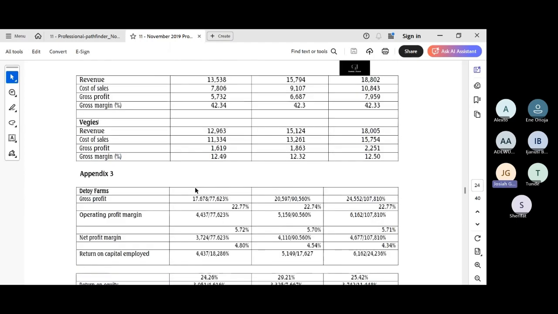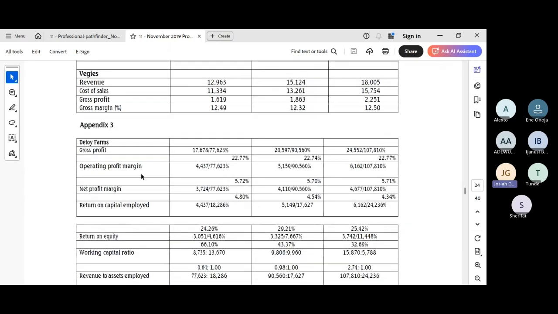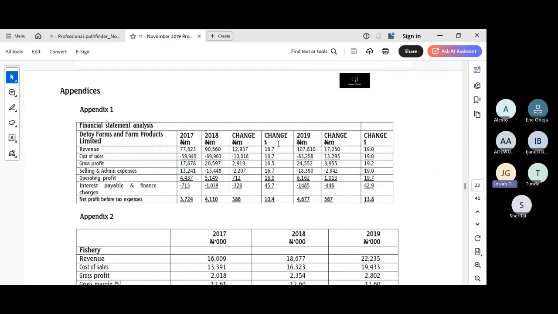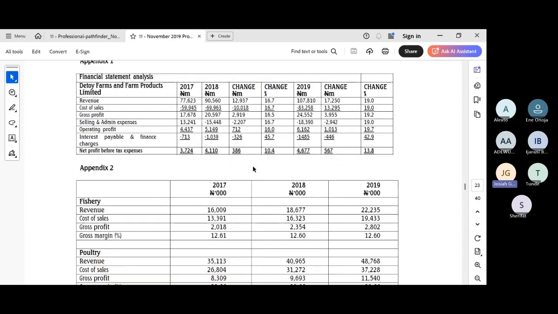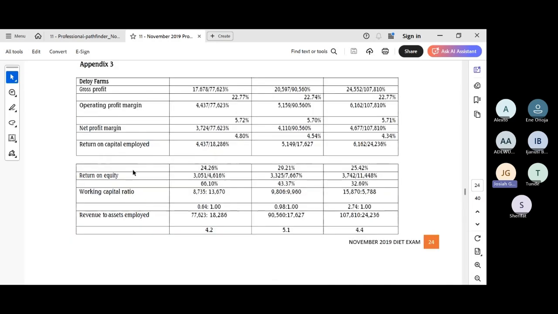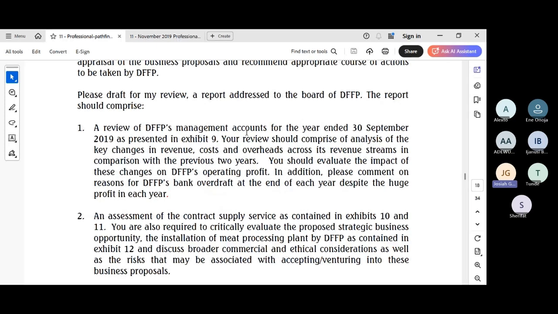Then we have the ratios in Appendix 3 that were calculated apart from the change. So this change looks at the change between the years and how they grew or how they dropped. But the ratios in Appendix 3 were calculated. We spoke to gross profit ratio, operating profit margin, net profit margin, ROCE, ROE, working capital ratio, and return on asset. That was not explicitly asked. You were not asked to prepare ratios, but when you hear the review should comprise analysis of key changes in revenue, cost, you should evaluate.